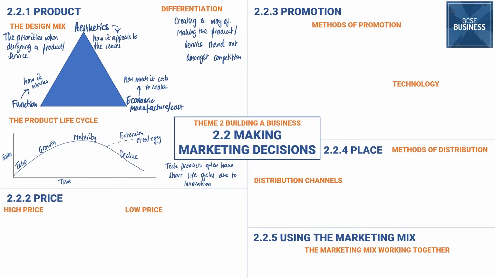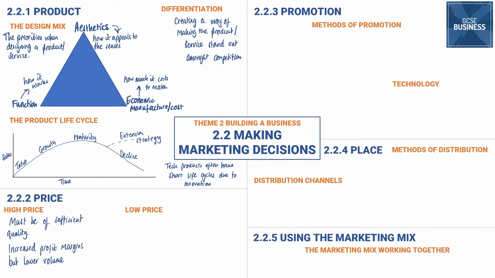2.2.2 is pretty straightforward, really. There's not a huge amount in here. It's pretty much just high price, low price. The A level has a lot more depth. The A level has a lot more information in terms of different pricing strategies. In the GCSE, you just need to understand the concept of high price versus low price and situations in which this might be suitable. So we'll start with high price.